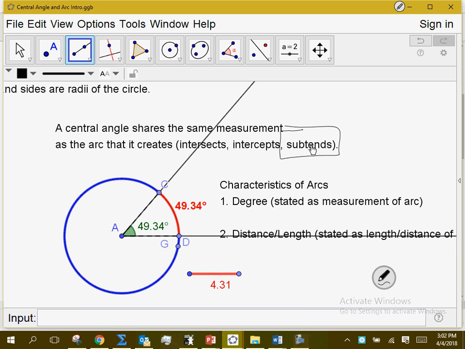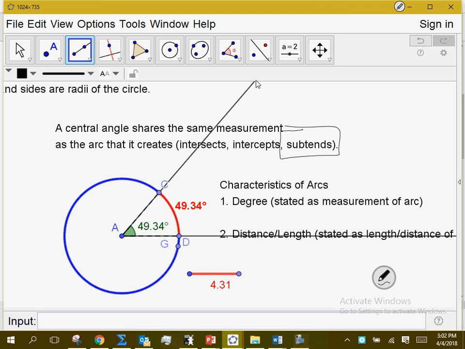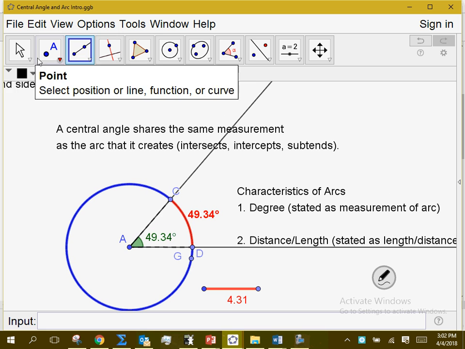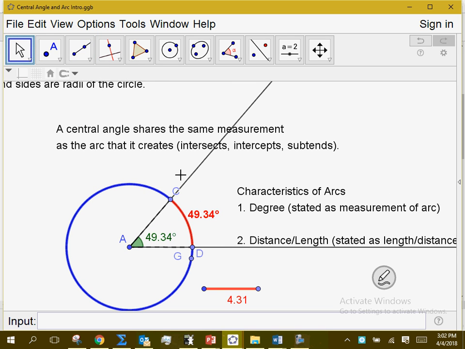Okay, you're going to see the word subtends though. I'm pretty confident in that. So just be on the lookout for that. Intersects, of the three up here, is the least mathematical, at least in this context.